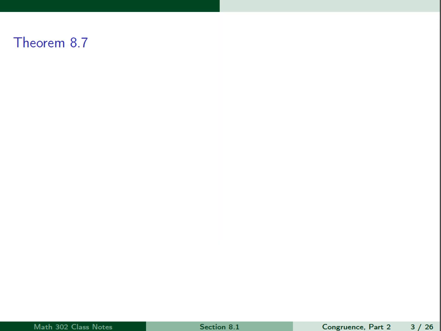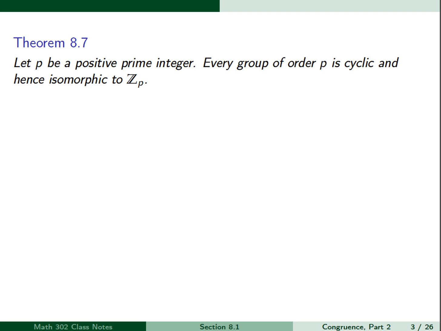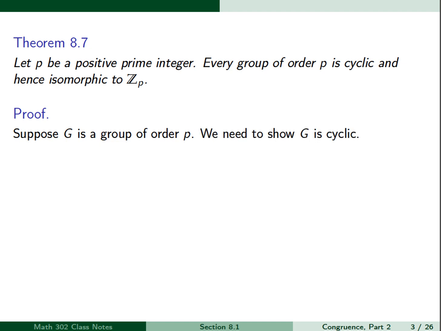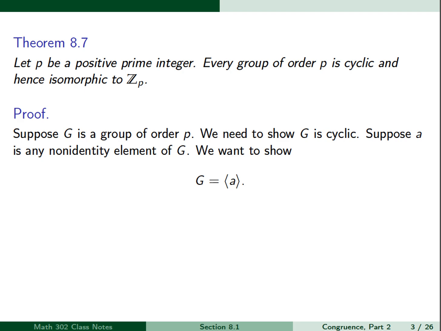So first we have Theorem 8.7, which says let p be a positive prime integer, and then every group of order p is cyclic and hence isomorphic to Z sub p. So let's suppose G is a group of order p. We need to show that G is cyclic. Suppose a is any non-identity element of G. We want to show that G is equal to the cyclic group generated by a.